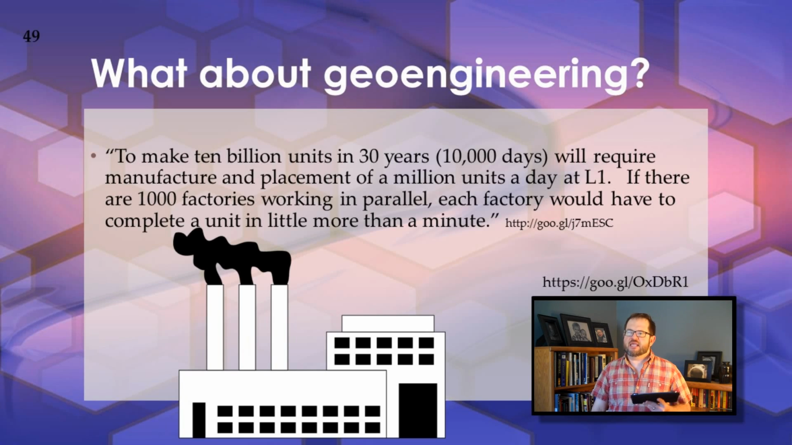Let's say we went in there in the next 30 years, that's 10,000 days. So if we did the math to get them there, we would need to get about 1 million of those spacecraft to the position between the Earth and the Sun. It's called L1, the Lagrange 1 point between the Earth and the Sun. We need to get 1 million of them a day up there for the next 30 years. Just to give you a sense, we would need 1,000 factories working around the clock, each one making one of those satellites every minute for the next 30 years.